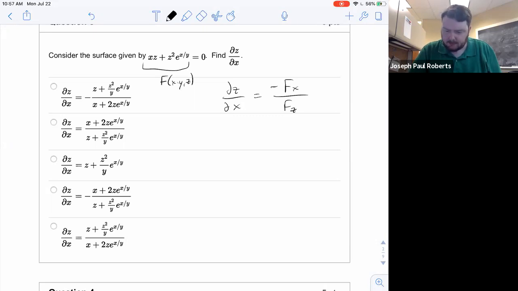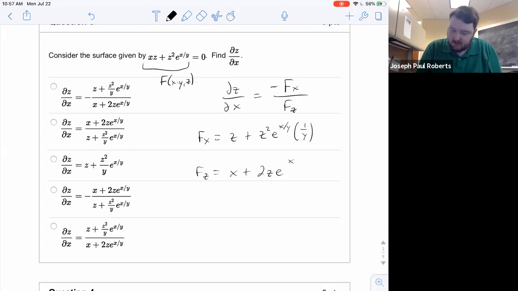And yeah, there's a similar one for the derivative of z with respect to y, but we don't ask for that in this question. So anyway, it looks like the x partial of this is z plus, we have to use the, oh, okay, so then the derivative with respect to x is going to be z plus z squared e to the x over y times 1 over y. And then fz is going to be x plus 2z e to the x over y. And so then putting it together, minus fx over fz.